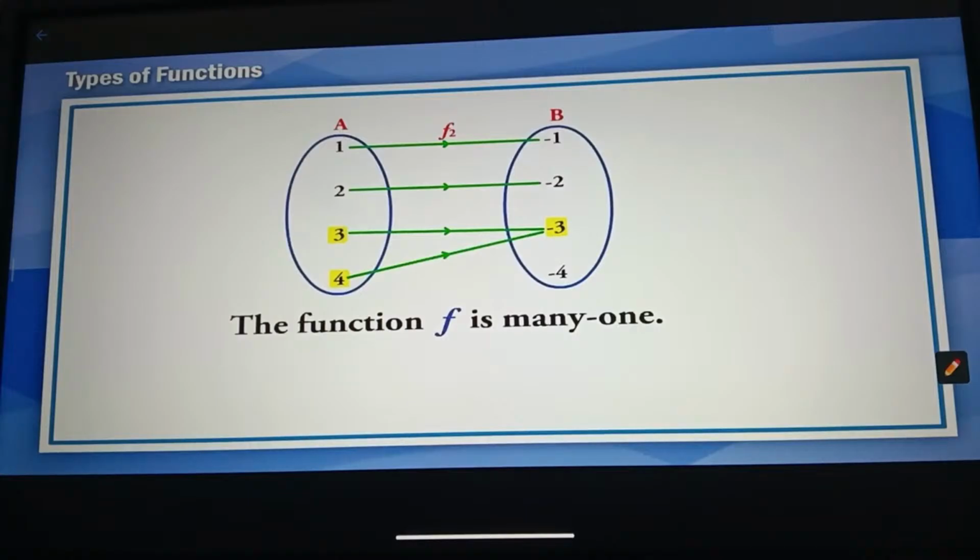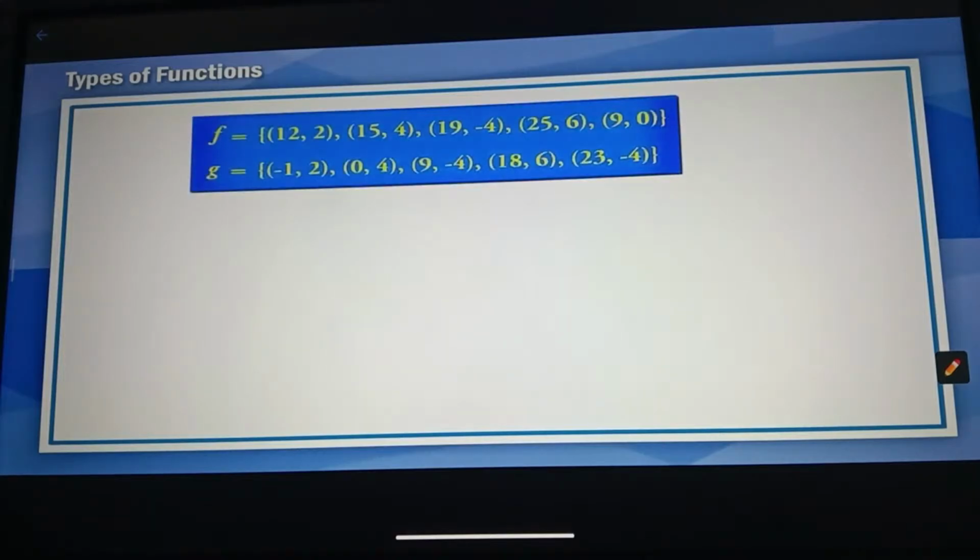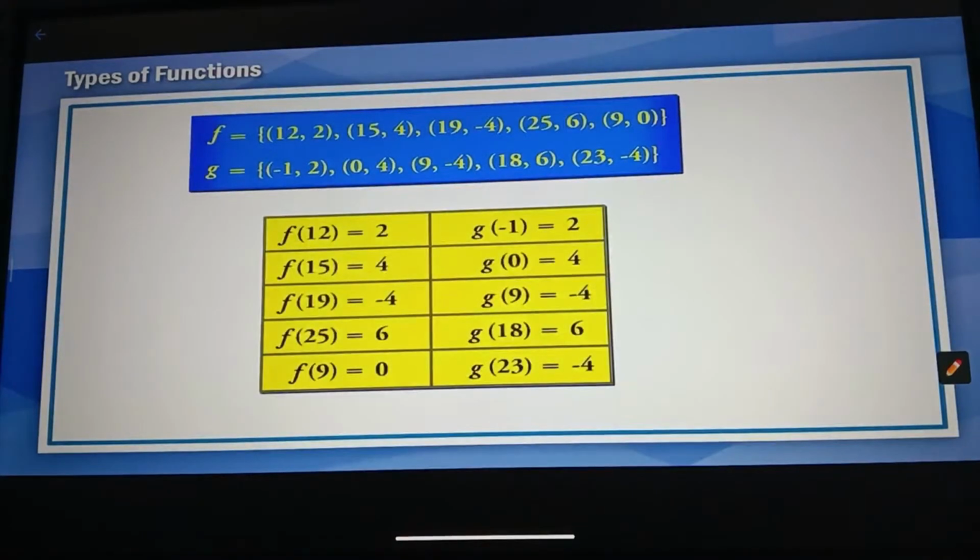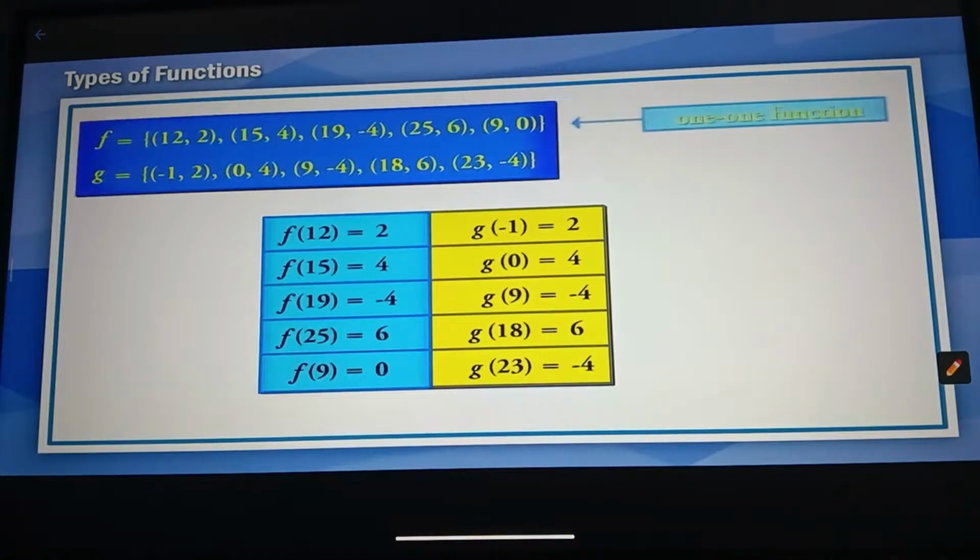Let us observe functions f and g. To check the functions for injectivity, we consider any two different values in the domain of function f and check that their corresponding outputs are different. In the first case, different elements have different images. Therefore, the given function is 1-1.